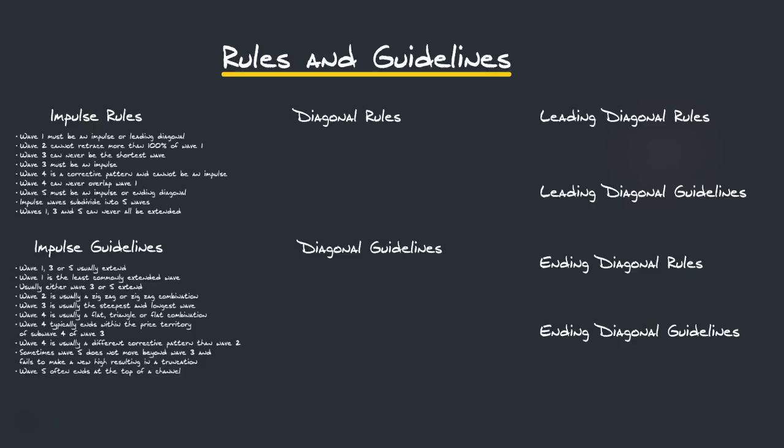Usually either wave 3 or 5 extend. Wave 2 is usually a zigzag or zigzag combination. Wave 3 is usually the steepest and longest wave. Wave 4 is usually a flat, triangle or flat combination. Wave 4 typically ends within the price territory of subwave 4 of wave 3. Wave 4 is usually a different corrective pattern than wave 2.